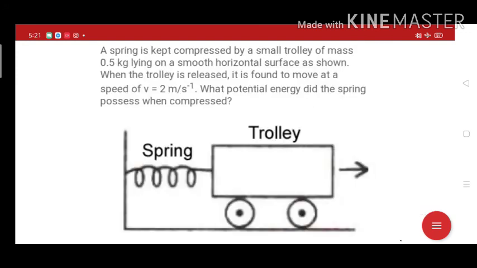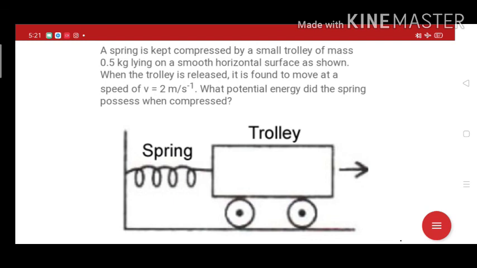The spring is kept compressed by a small trolley of mass 0.5 kg lying on a smooth horizontal surface as shown. When the trolley is released, it is found to move at a speed v of 2 meter per second. What potential energy did the spring possess when compressed?